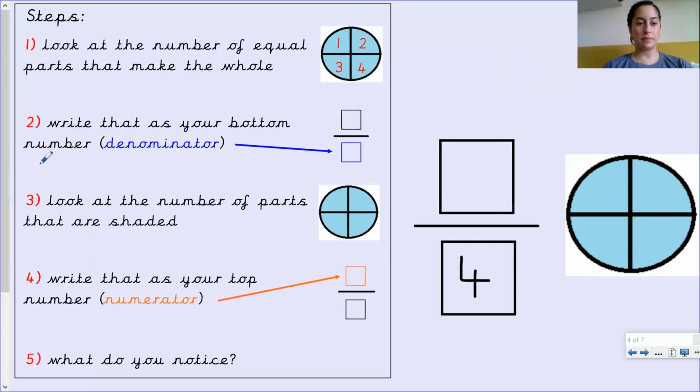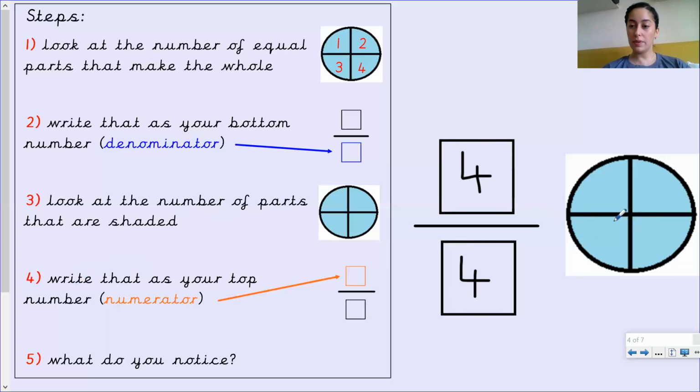Step number 3, look at the number of parts that are shaded. Now look at my shape. All 4 parts are shaded because they're all blue. So write that as your top number, your numerator. All 4 parts are shaded. What fraction does this show? It shows 4/4.